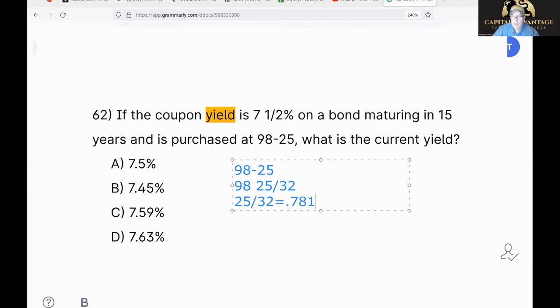And then on the calculator, you just add it on there. So now you add 98 to it, 98.781. And there you go. That's your number. Now, that's not the bond. The bond is really trading at 987.81. But for this thing, we can do it.